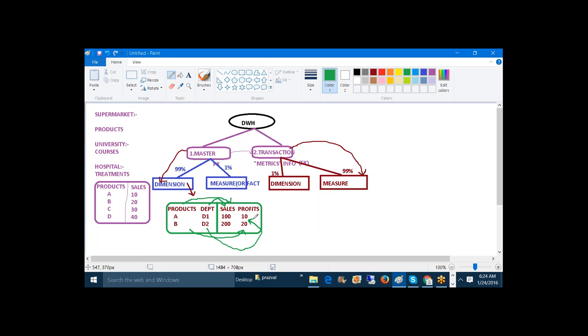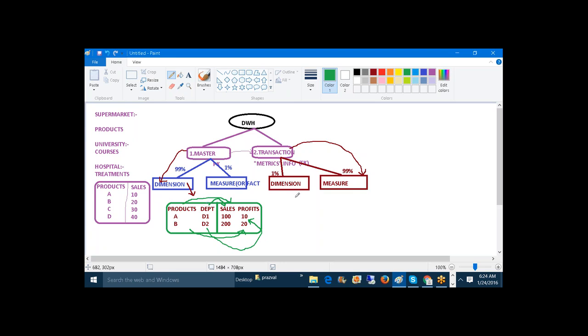So in simple terms, what exactly will the dimension do? The dimension defines in which way we want to see the business. Here the business can be analyzed in the products way or even in the department way. The dimension defines in which way we want to see our data.